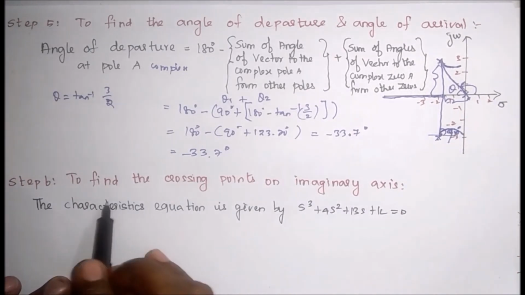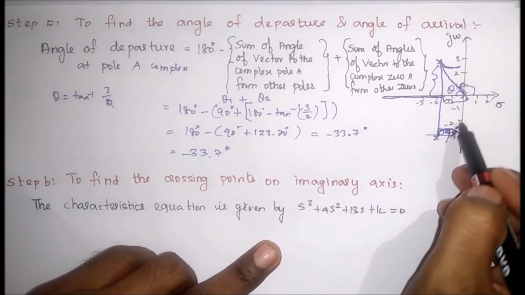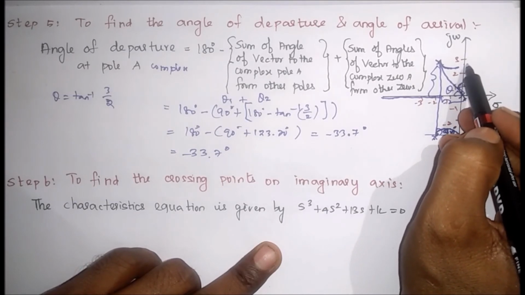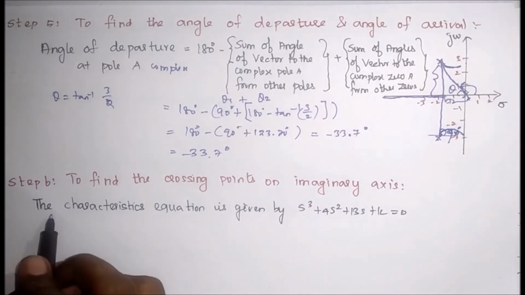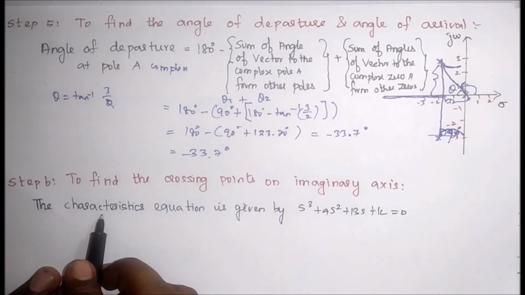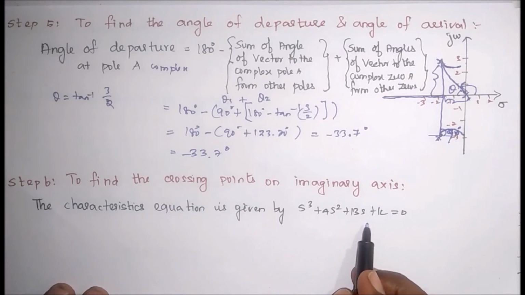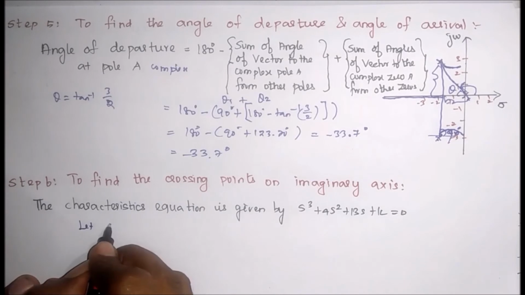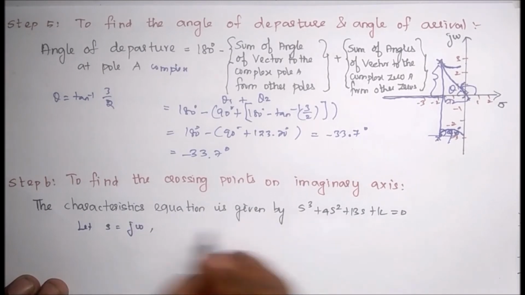Therefore, we have to find the crossing points on the imaginary axis. These two root loci will definitely cut the imaginary axis somewhere. To find the crossing points, from the characteristic equation we have to find the omega value. So we have to substitute s equal to j omega into this equation.